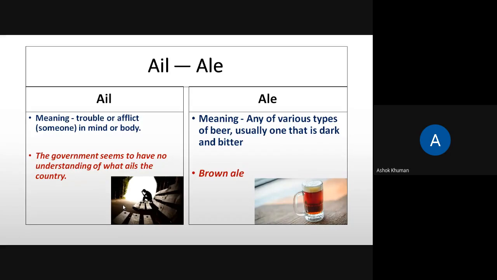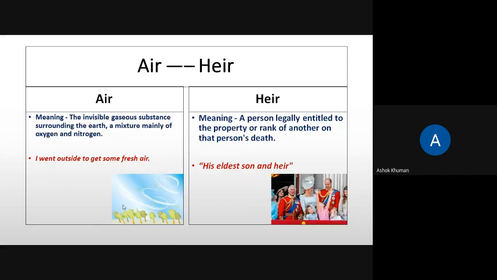Clear? So we have add and ale, two pairs of homophones. Then we have air. Please take a screenshot; it will be very useful for you in the future. So air, spelling different, sound the same. So you have homophones. Pronunciation same. Air, and the second one is also air on the right side.